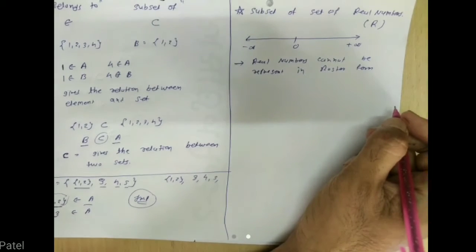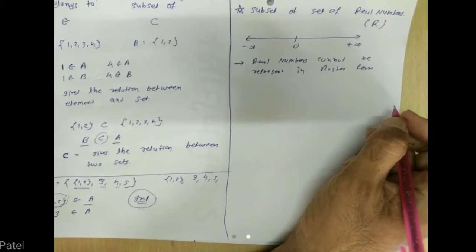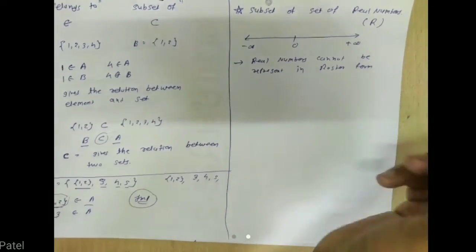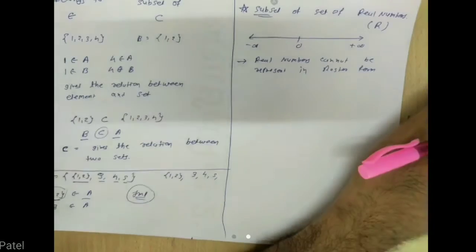So we can't represent real numbers in a roster form. We are just writing the properties: set of real numbers are. We will just say it like that. Done. So which are the different subsets of real numbers? We have to consider subsets of real numbers. Which are the subsets of real numbers?